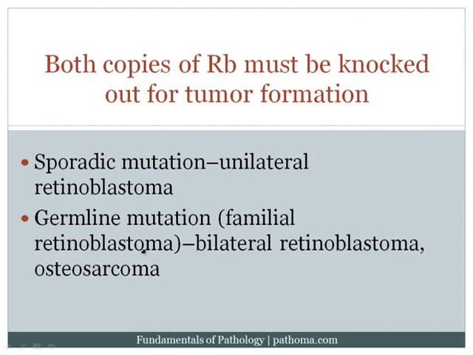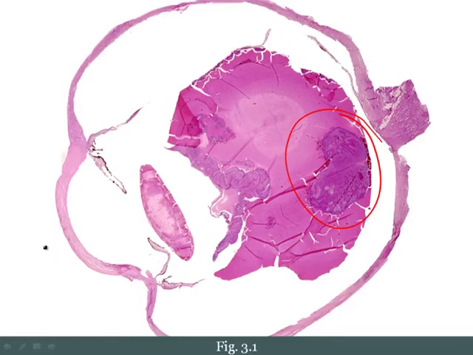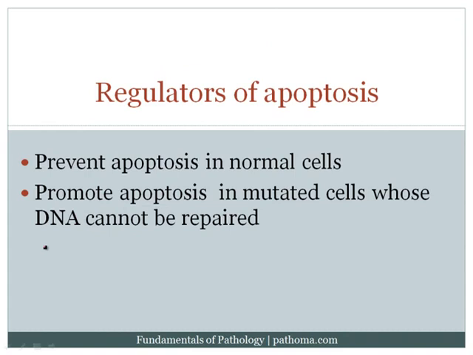And so that's why patients with a germline mutation have an increased risk of usually getting bilateral retinoblastoma. And what's also important for examinations, there's an increased risk of osteosarcoma. So that's something to be familiar with as well. Okay, and the last or the third regulatory system are regulators of apoptosis.